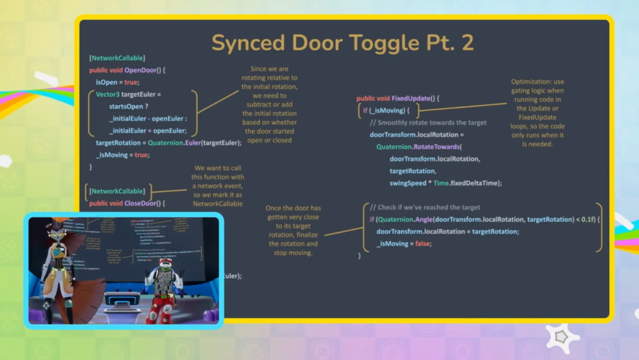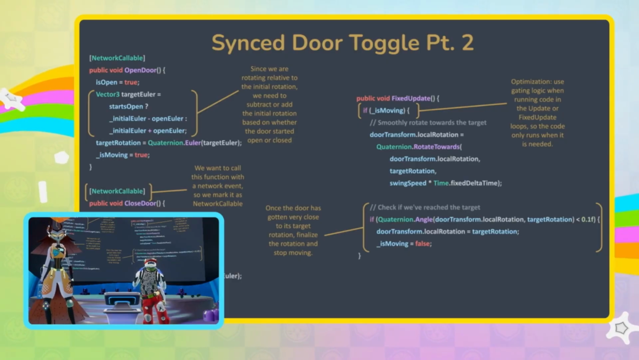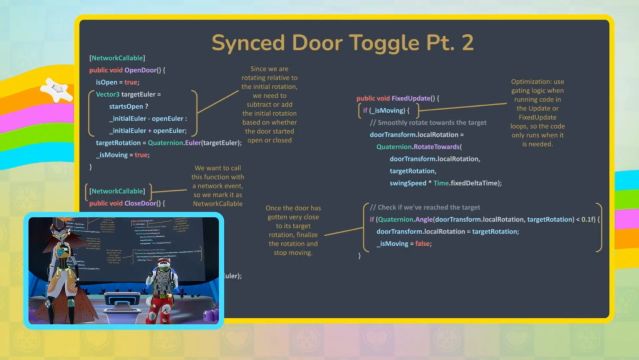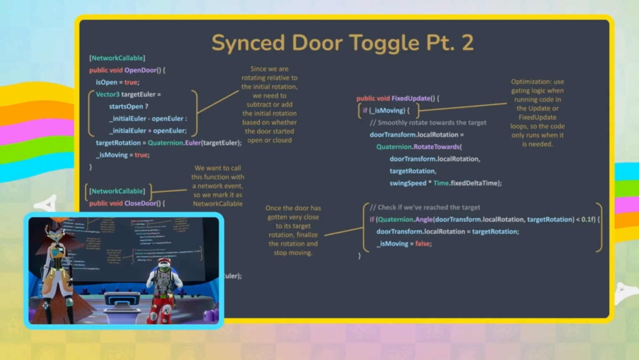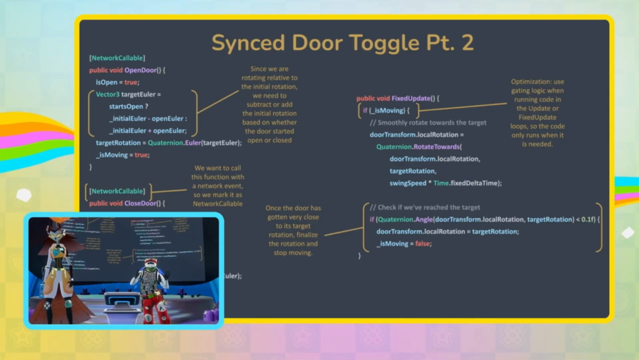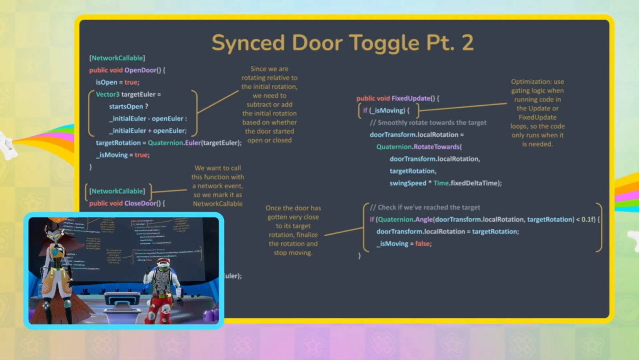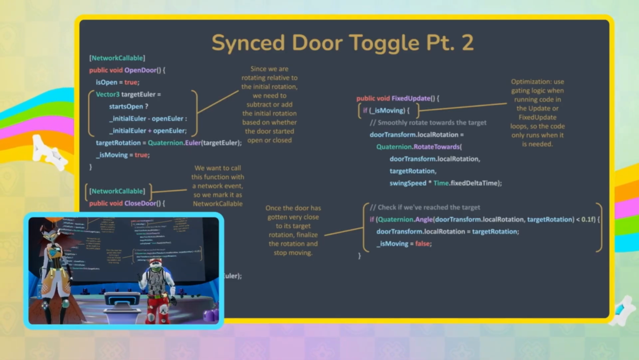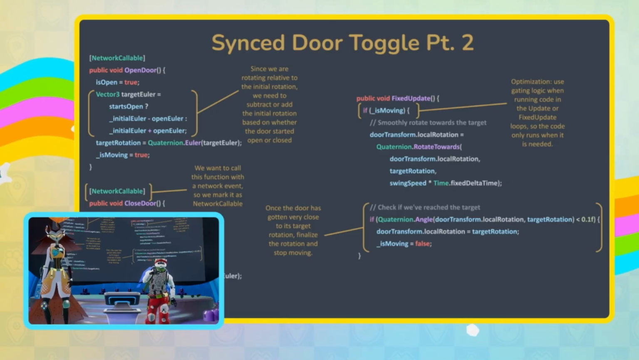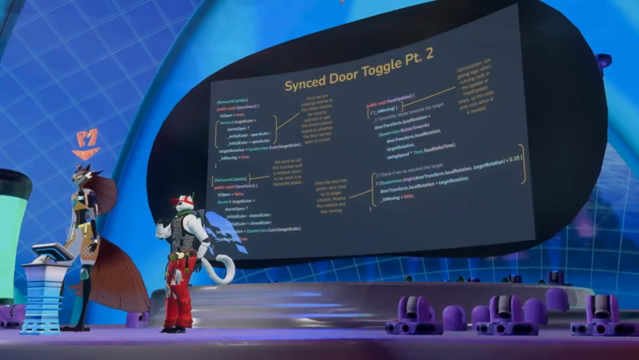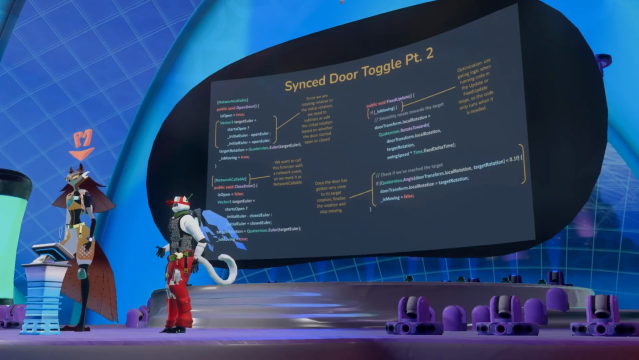So lastly, we check whether our rotation has reached its target. So quaternion.angle measures the angle between two rotations. We use our current rotation and the target, and if it's less than 0.1 degrees, then we snap it to the target rotation and tell everything to stop moving.